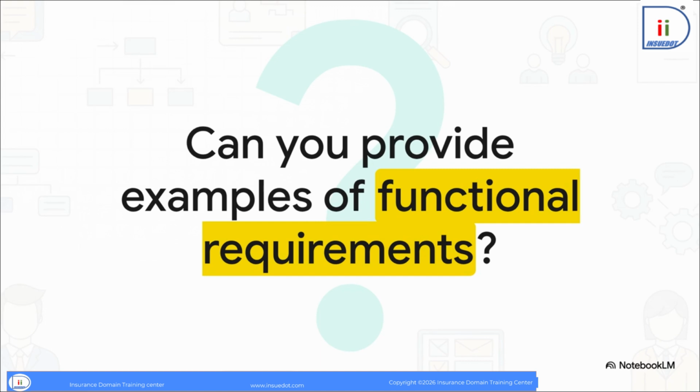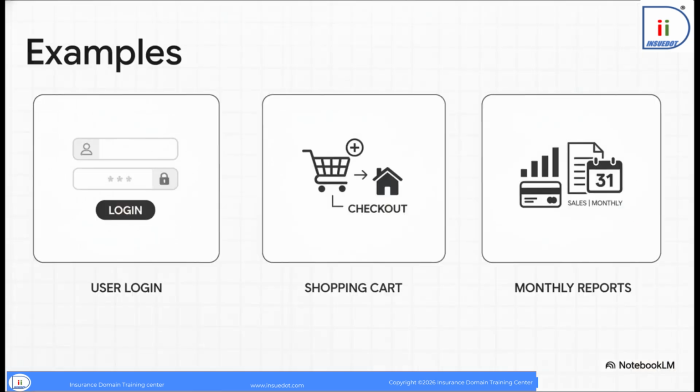Now, to make it even more real, could you give me a few concrete examples? Of course. Some really common examples would be things like the system must let users log in using their username and password. Another one from e-commerce is that a customer must be able to add items to their shopping cart and then go to the checkout. Or maybe something like the system needs to generate a sales report every month. Each one of these describes a very specific action the system has to perform.